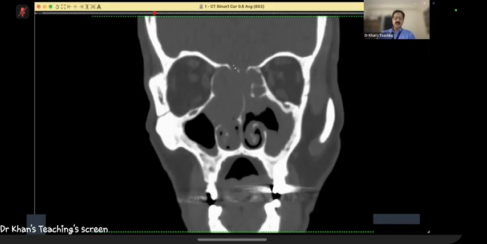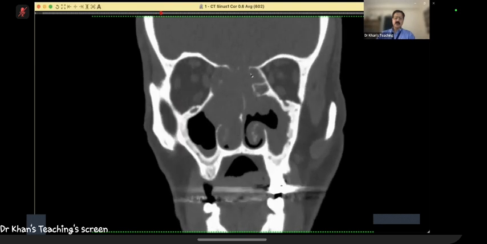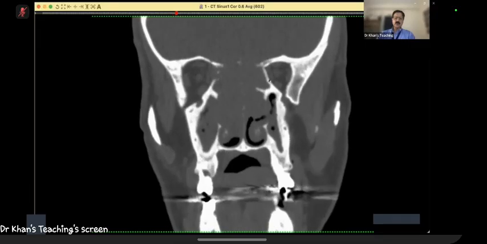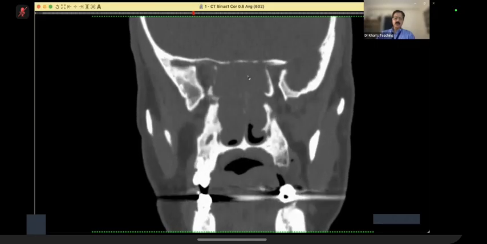So you can imagine that the tumor at least has eroded the anterior cranial fossa. It must be abutting the meninges. As I'm going back, you can see the orbit here, orbit here. You can see complete loss of bone, so it is eroded.